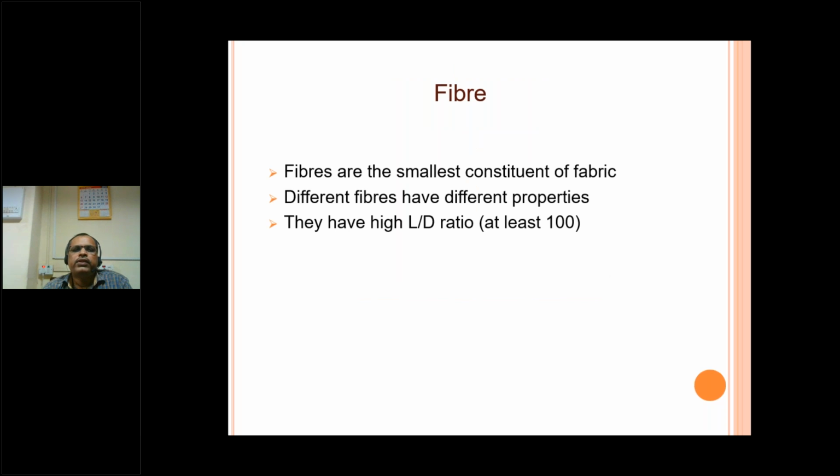So let's see what a fiber is. We know that fiber is the smallest constituent of the fabric. Whatever fabric we are using, whether for apparel, for hosiery, or for technical textiles, these are made from the smallest unit, that is fibers. Different fibers have different properties, so we have to select the fiber according to what we are using it for.